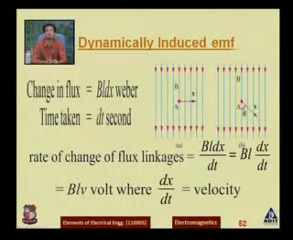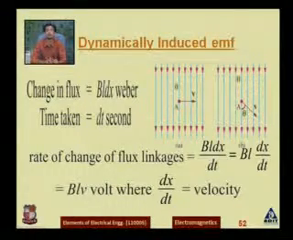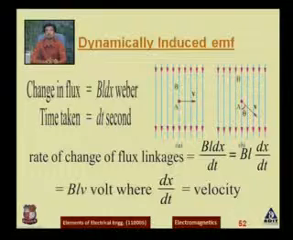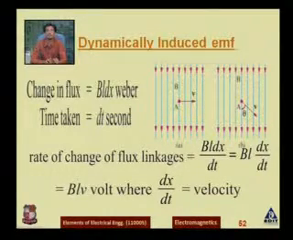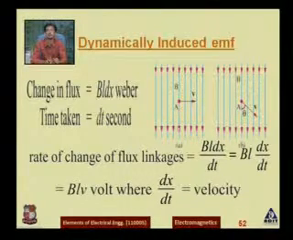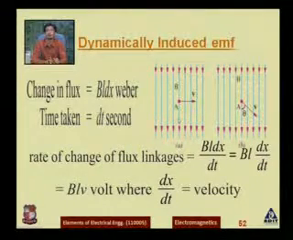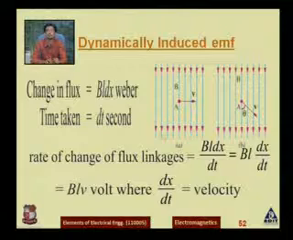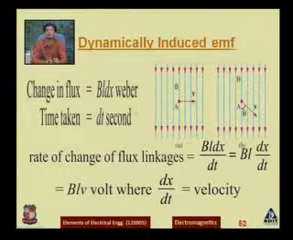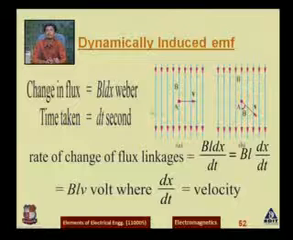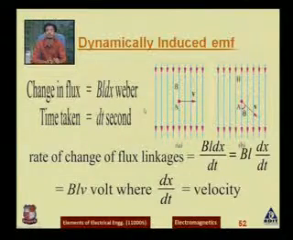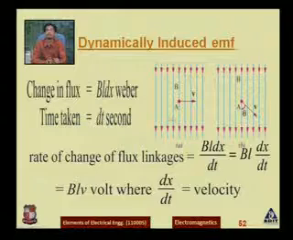This dynamically induced EMF is used in the generator. So what will happen in the dynamically induced EMF? If I am moving the conductor in between the two magnets, let's assume that A is the conductor. Then the flux linked with the coil will be B into L into dx, where B is the flux density, L is the length of the conductor, and x is the distance.